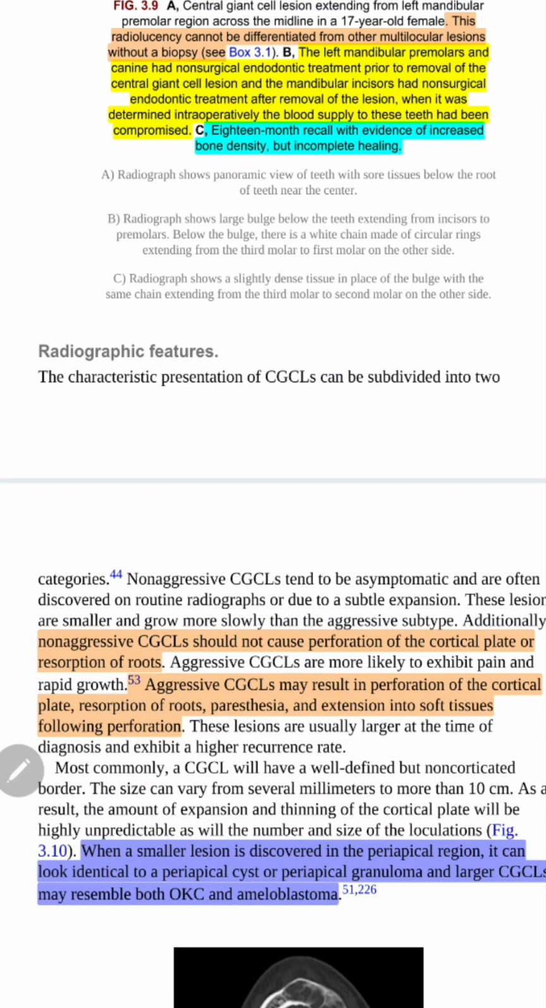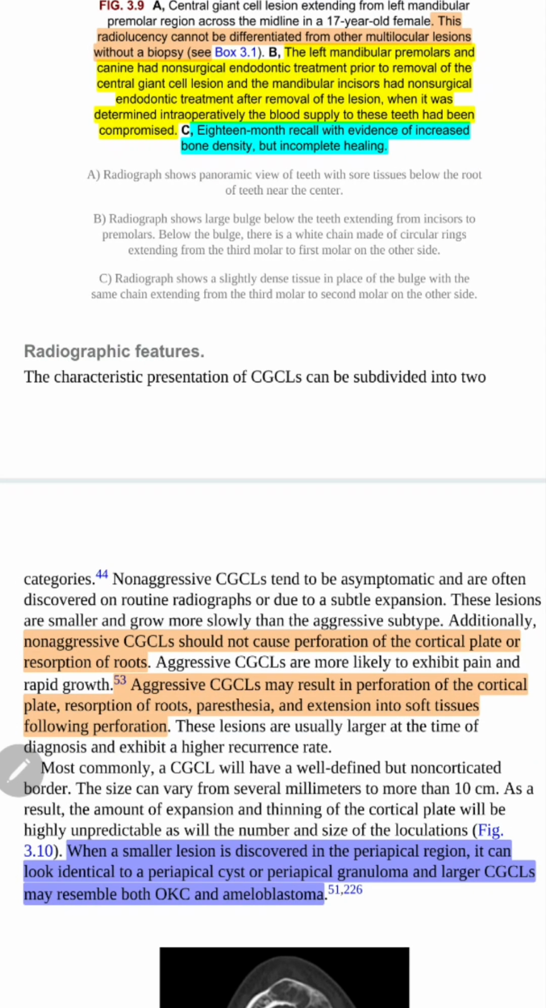As for the radiographic features of the central giant cell lesion, when it is non-aggressive, it should not cause perforation of the cortical plate or resorption of the roots. But the aggressive version of it may result in perforation of the cortical plate, resorption of the tooth, paresthesia, and extension into the soft tissues following the perforation.